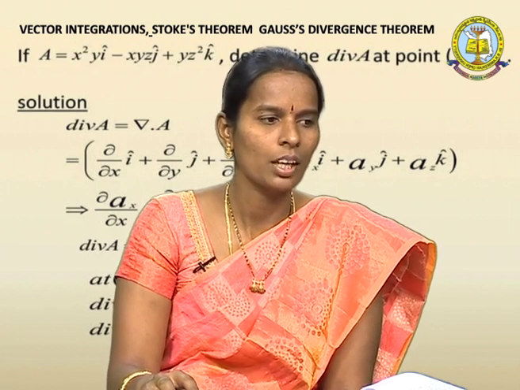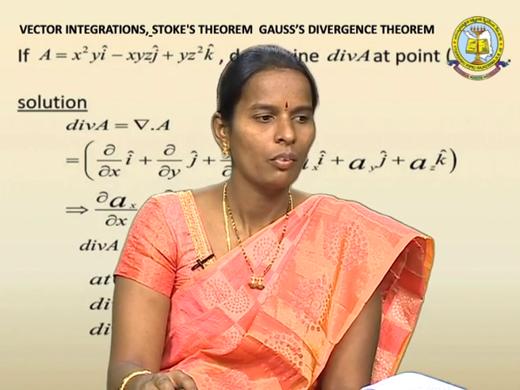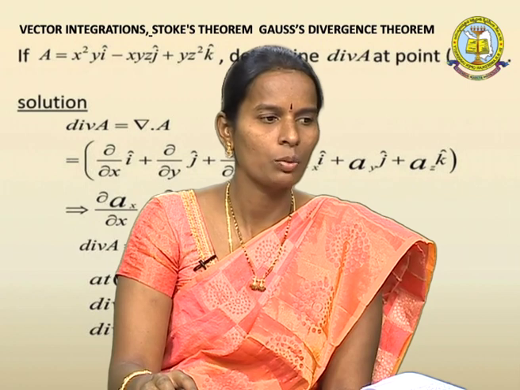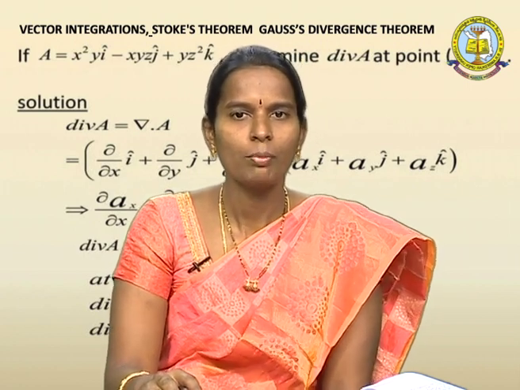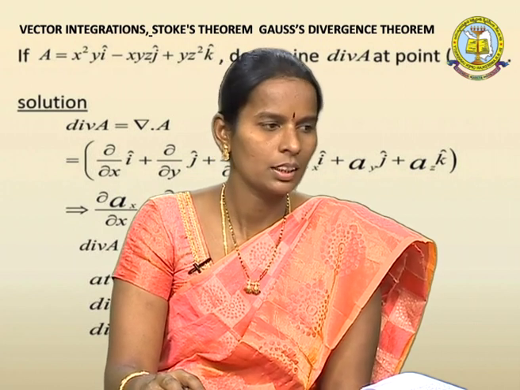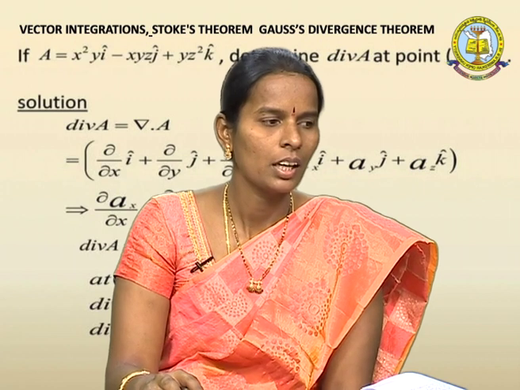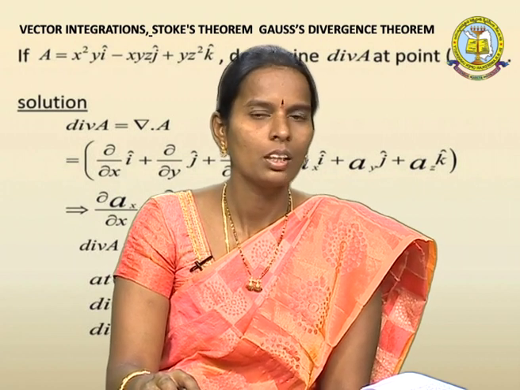Again, partially differentiating with respect to z: 3x squared y has no z term, so that is 0, and in y cubed z squared, y cubed is a constant and z squared gives 2z. So, minus 2z y cubed k term. That is 6xy i plus 3x squared minus 3y squared z squared j minus 2y cubed z k.